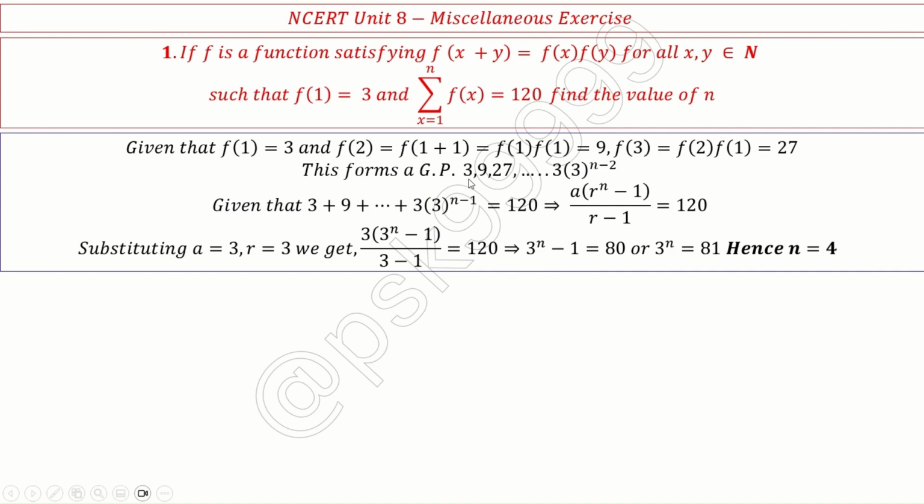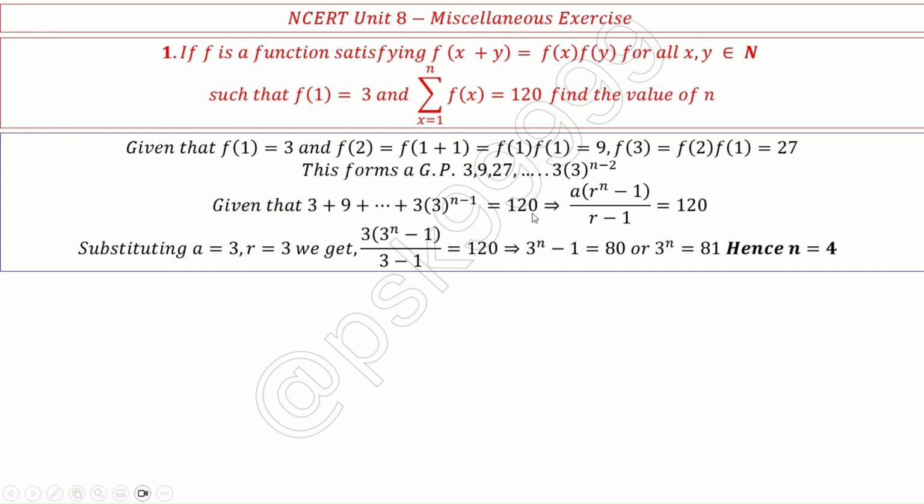So we can clearly see it will go on in a GP, right? Geometric progression. So now 3, 9, 27 and so on up to nth term will be, what will be the nth term? 3 times 3 to the power of n minus 1, or 3 to the power of n. Okay. So given that this is equal to first n terms, correct? First n terms is equal to 120.